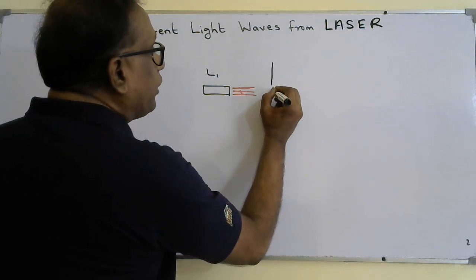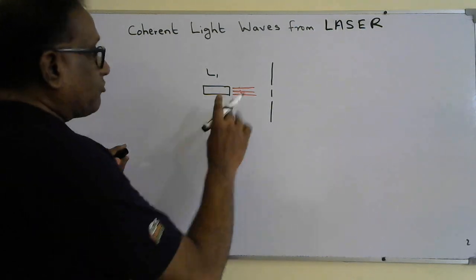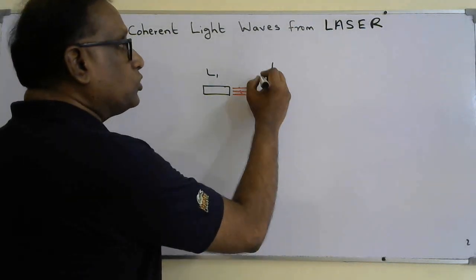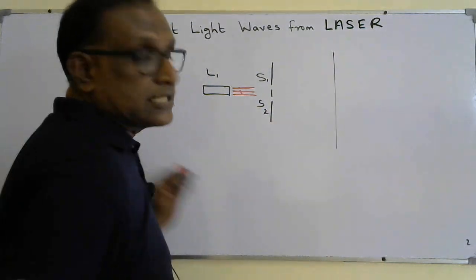Here we don't need a single slit. The light from the laser torch, let it pass through two slits S1 and S2. Then if you keep a screen here, you can see the superposition pattern.